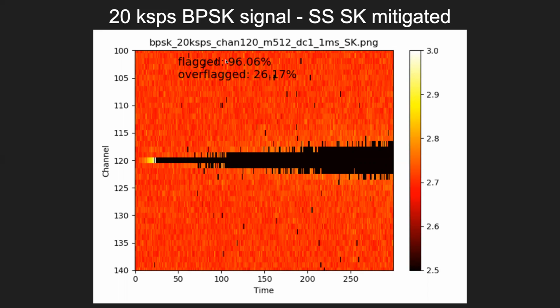So the idea is that we're trying to get this flagged percentage up to 100% and our overflagged percentage down to less than 3.5%, more or less. Obviously, uncertainties are a thing. And the 3.5% number comes from flagging noise on either side. So that's false positives.